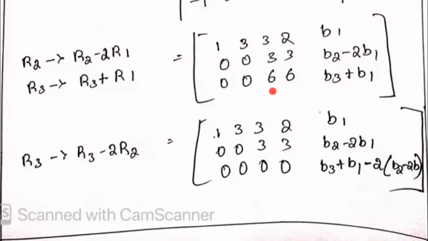So R3 is 6, and 2 times R2 gives 6, so it becomes 6 minus 6, the value will be 0. Similar to that, you'll get a 0. But what about this side?